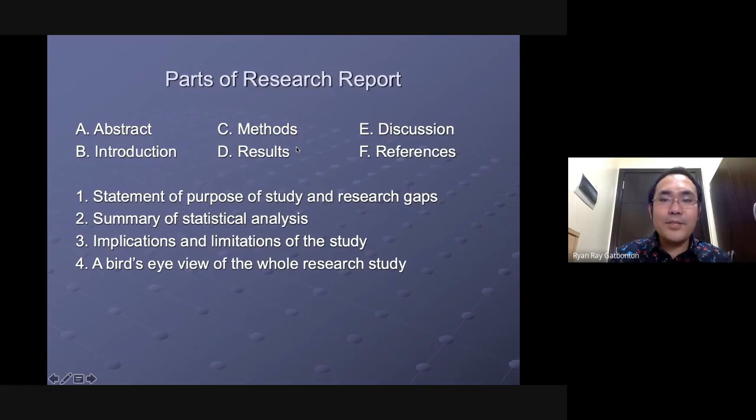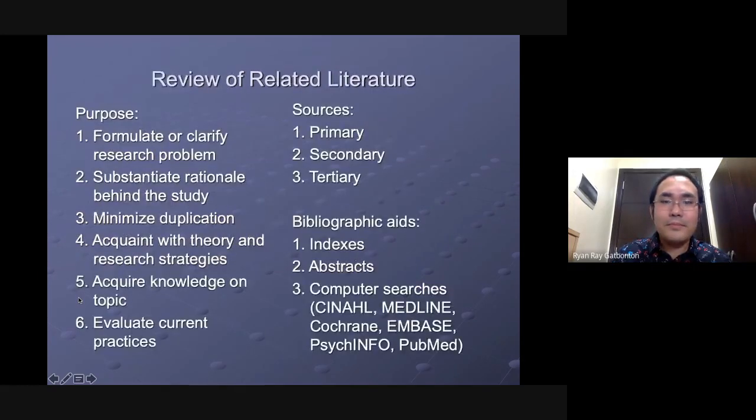So here are some parts of the research. Okay? So I leave this one to you to study at home, no? And now we proceed to your review of literature. Now, your review of literature or your chapter 2 is important because it formulates or clarifies your research problem.